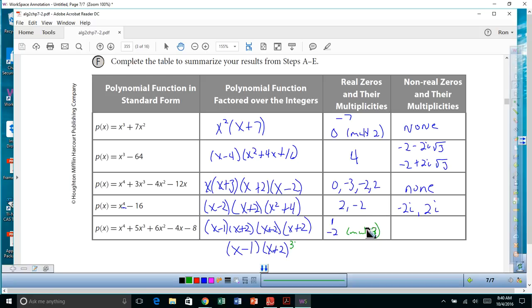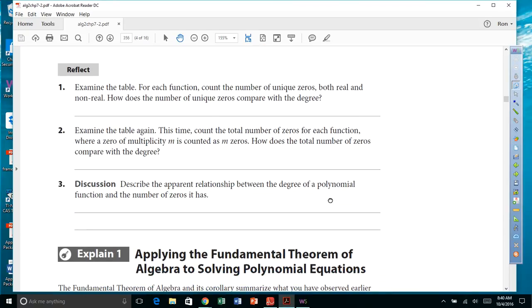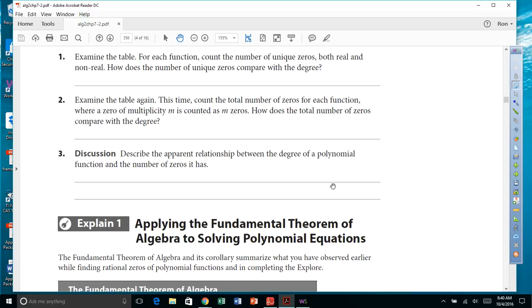And notice how the exponent and multiplicity work. And these had none, or no complex zeros. Reflect. Examine the table for each function. Count the number of unique zeros, both real and non-real. How does the number of unique zeros compare with the degree?